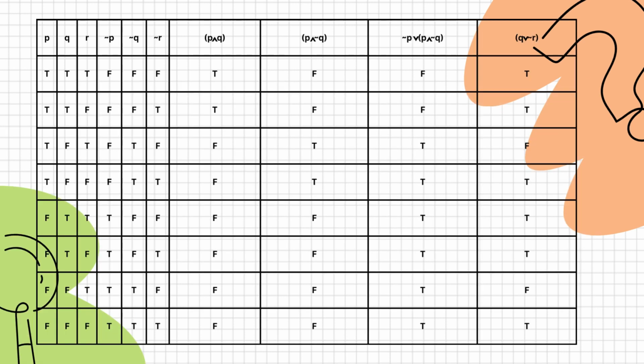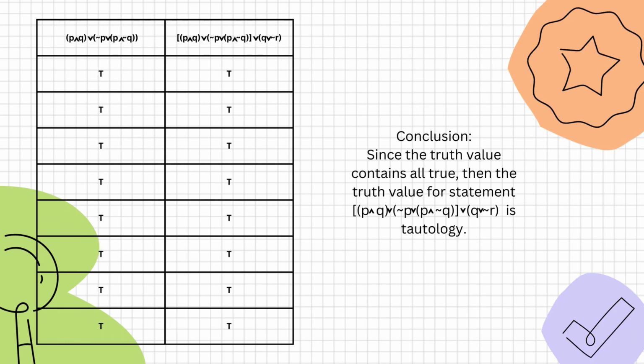First, we need P, Q and R to complete the whole table. Then, we need not P, not Q, and not R. To get these truth values, we just need to list down the opposite of the original values. After that, we need to find the truth values for all the statements required by the question. The answer that we get for [(P and Q) or (not P or (P and not Q))] or (Q or not R) is all true.